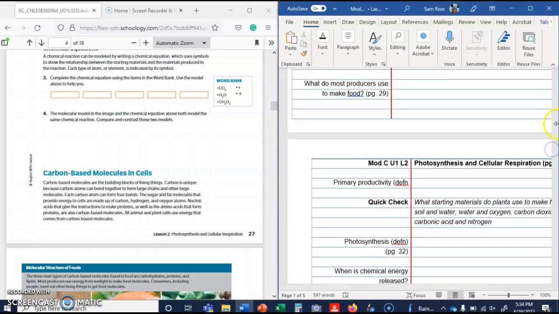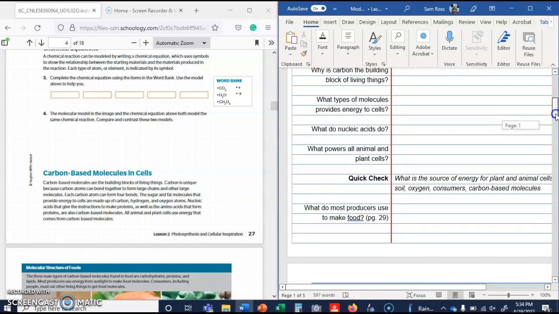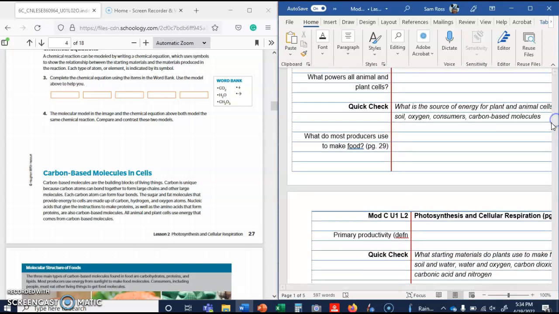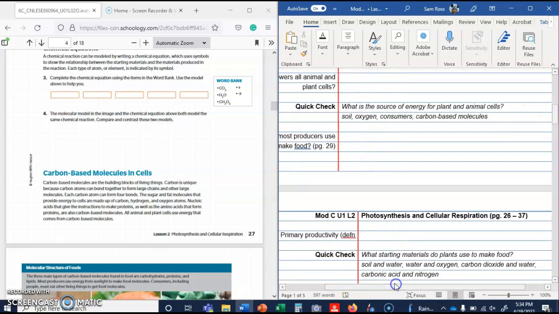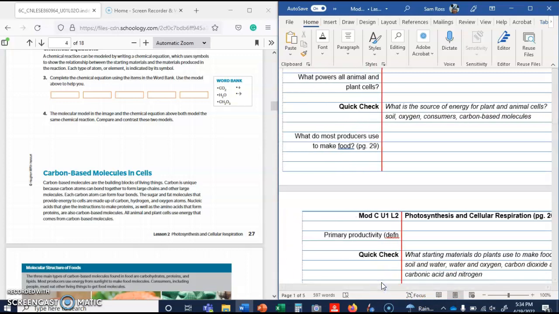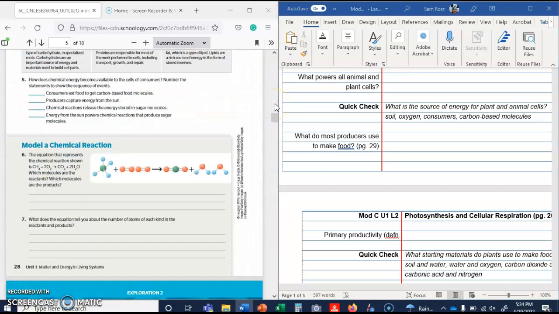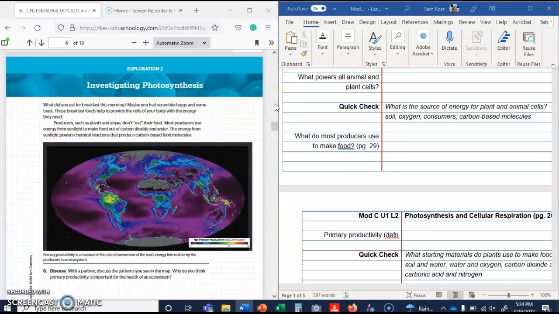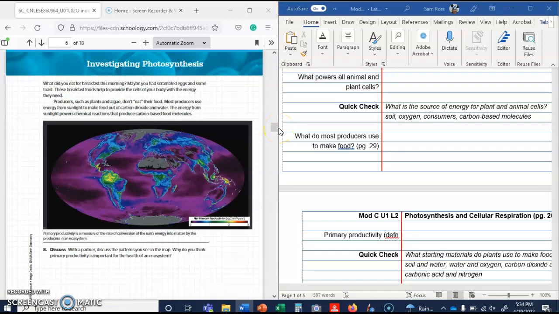And then we have our first quick check. What is the source of energy for plant and animal cells? It's going to be carbon-based molecules. And then we need to go to page 29. So let me bring this down. It's 27, this is 28, this is 29. It says, what do most producers use to make food? Most producers use energy from sunlight to make food out of carbon dioxide and water.